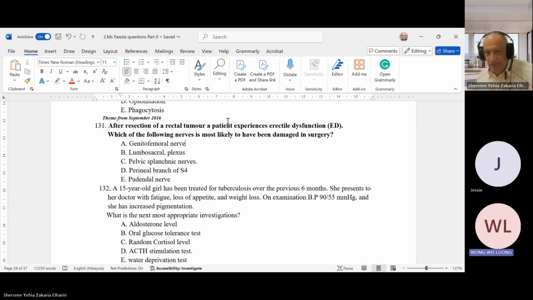Pelvic splanchnic nerves. Say again? Pelvic splanchnic nerves. Yeah, pelvic splanchnic nerves. Yes, it is parasympathetic. So you can find in the question many names like parasympathetic is correct, pelvic splanchnic nerve is correct, preganglionic, not postganglionic, preganglionic parasympathetic is correct, nervi erigentes is correct. All these are parasympathetic, which is responsible for erection.